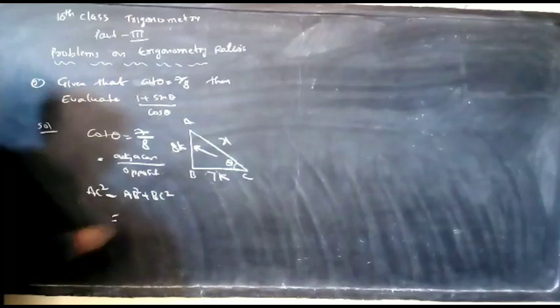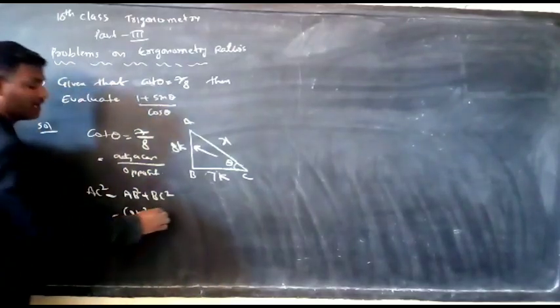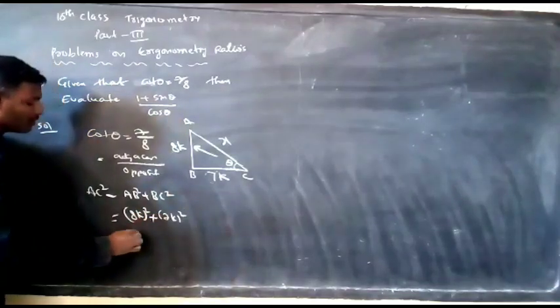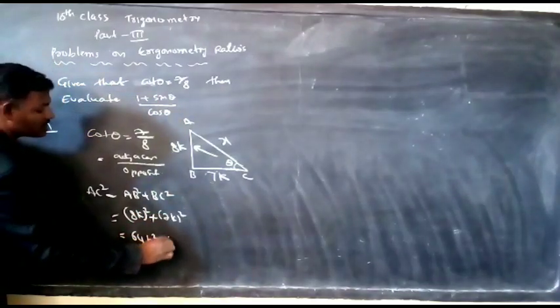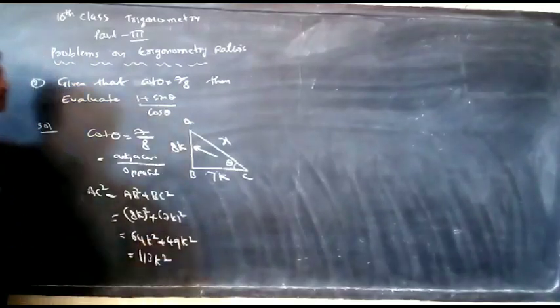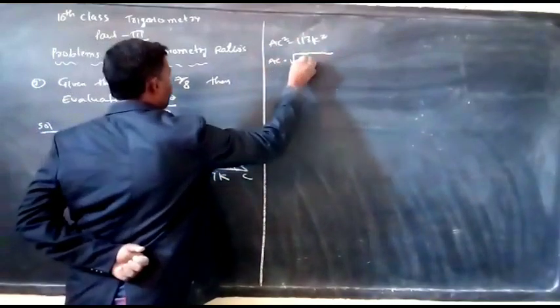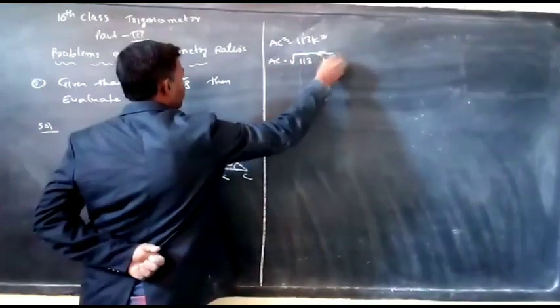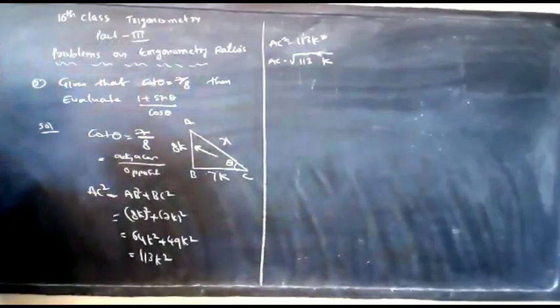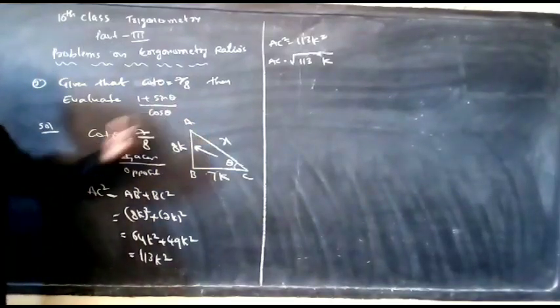What is the length of AB? 8k whole square. Plus, what is the length of BC? 7k whole square. 8 square means 64k square, plus 49k square. By adding this we get 113k square. Here AC square is equal to 113k square, so AC is equal to root of 113 k. Now I know all three sides.